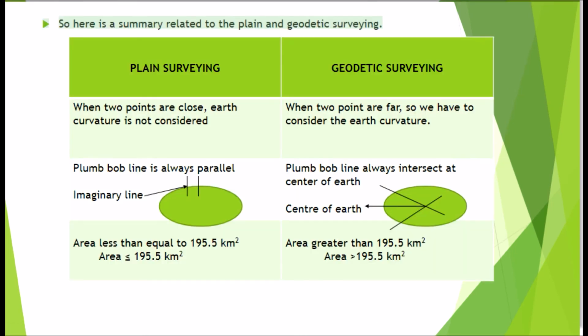So here is a summary related to plane and geodetic surveying. Plane surveying: when two points are close, Earth curvature is not considered. Geodetic surveying: when two points are far, we have to consider the Earth curvature. In plane surveying, the plumb bob line is always parallel. In geodetic surveying, the plumb bob lines are imaginary lines that always intersect at the center of the Earth.